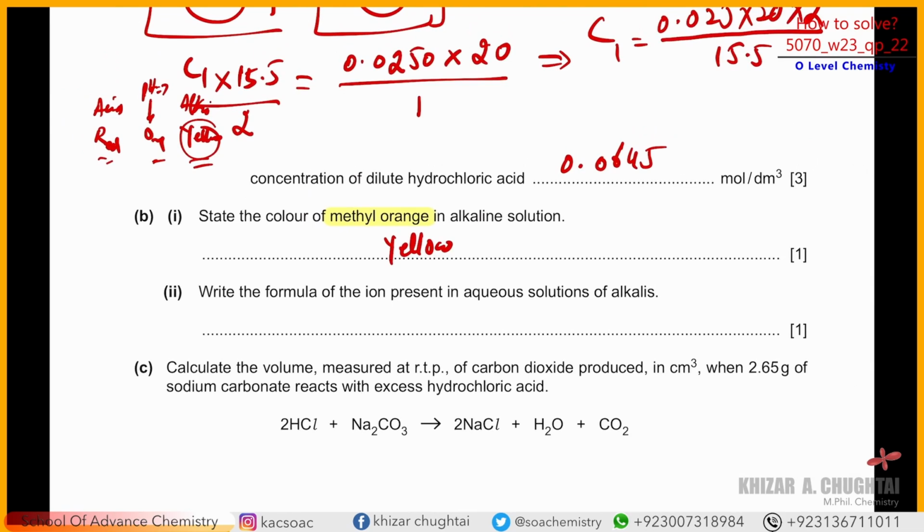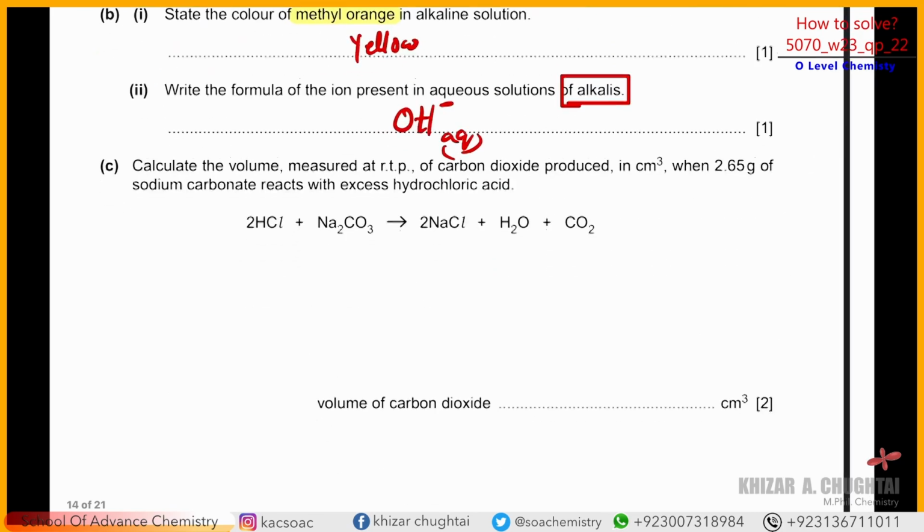Write the formula of the ion present in aqueous solution of an alkali. All alkalis have a common ion, called the OH negative ion, the aqueous OH negative ion. There is no need to write the aqueous, however I am writing aqueous ion.